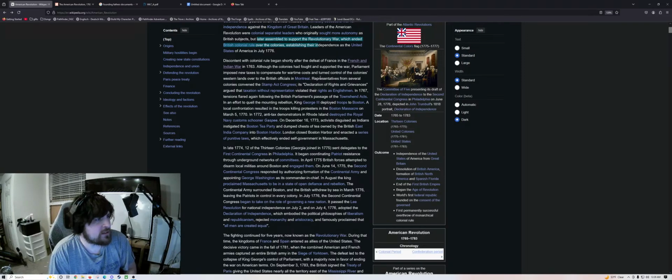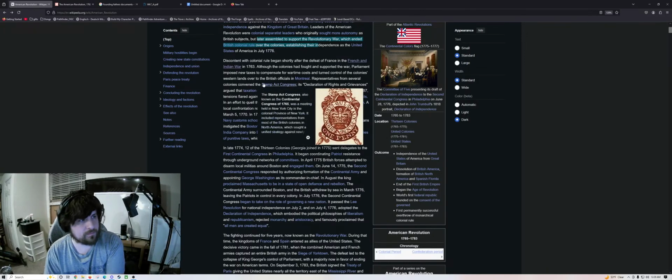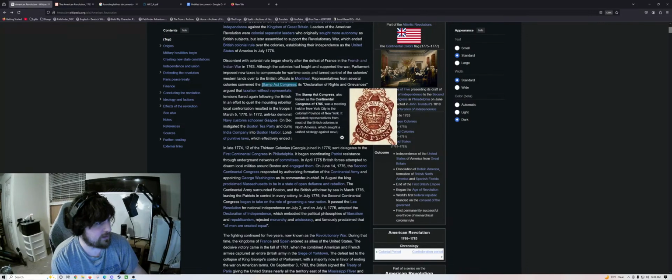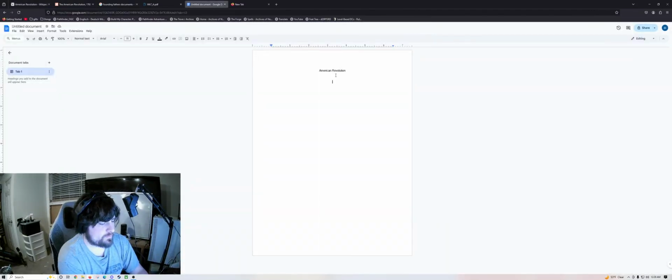Representatives from several colonies convened the Stamp Act Congress. Oh wow, I got a weird accent right there. Its declarations of rights and grievances argued that taxation without representation violated their rights as Englishmen. In 1767, tensions flared again following the British Parliament's passage of the Townshend Acts. All right, so I know basically what the Stamp Act is, but I want to go deeper. Stamp Act Congress.